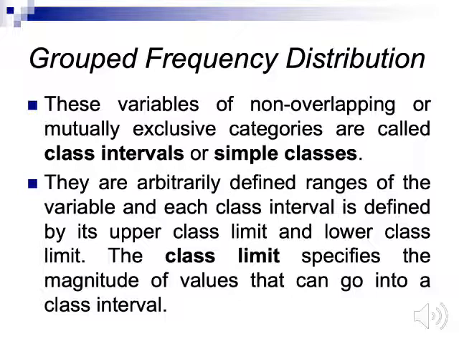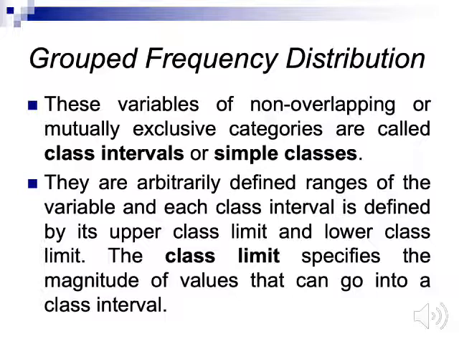Uniform width. So if you started with the width of 10, like 10 to 19, because if you count from the number 10 to 19, you would notice that it is 10. That would be the same width until the last class interval. Then the class limit specifies the magnitude of your values. So in the interval that I have given you, 10 to 19, 10 is the lower limit, while 19 is the upper limit.